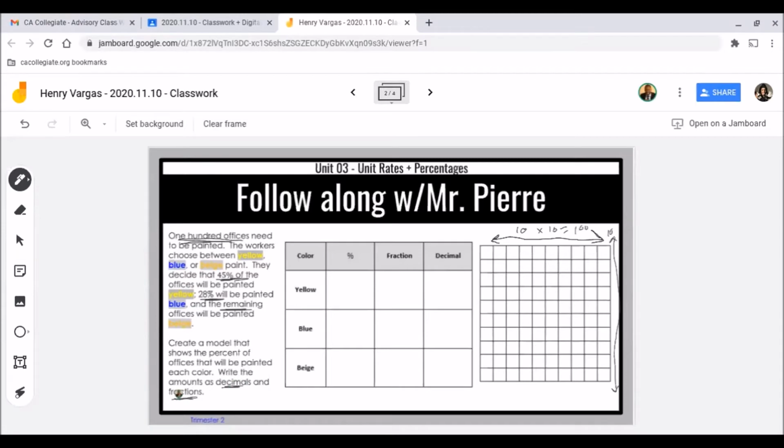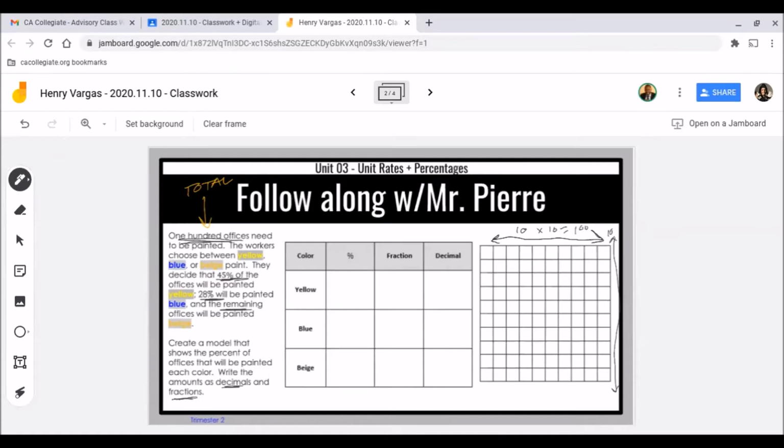All right, so there's a total of 100 offices. As usual, everything that I'm writing on Henry's board is what you should be writing and following along with Mr. Pierre. If you don't want to use the pen tool and you want to use the text box, that's cool because I'm using the Apple pens, which makes it a little easier to write with.